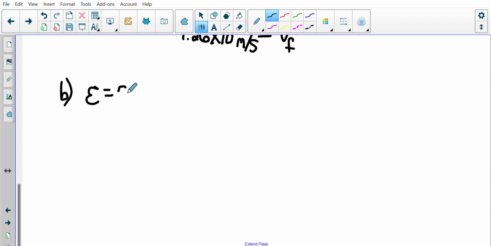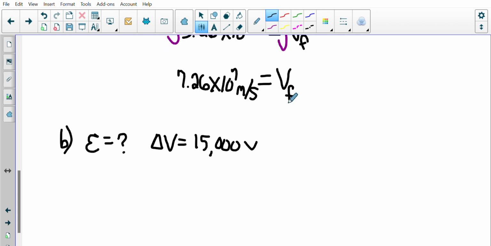What else do we know? We know the potential difference of this situation was 15,000 volts. We know the delta D. The distance was, I believe, 15 centimeters, which is 0.15 meters.